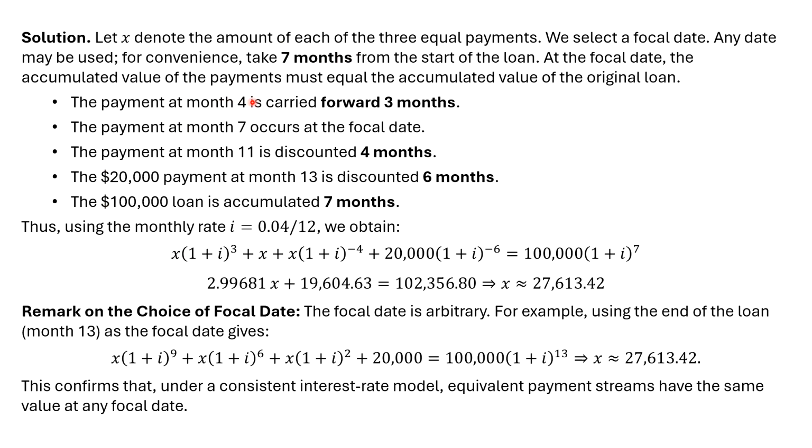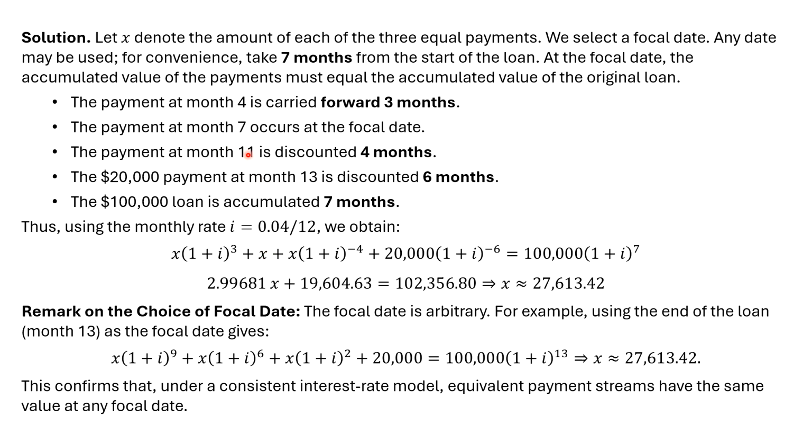Then the first payment is at 4 months. It's supposed to be made at 4 months, but it's being made at 7 months, so it's 3 months late. So that would be X times (1 plus i) cubed. And then the second payment is on time, so that's just X.